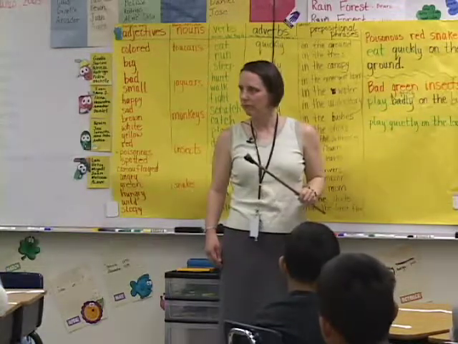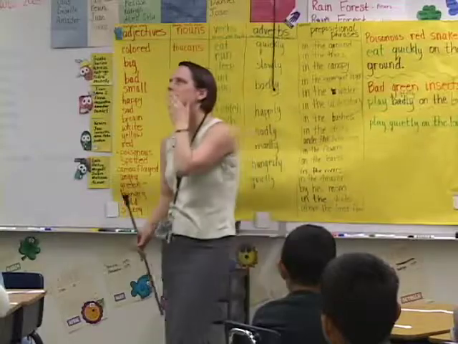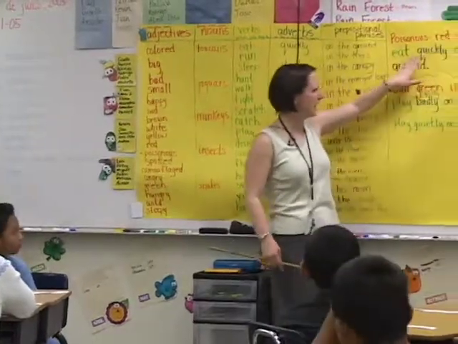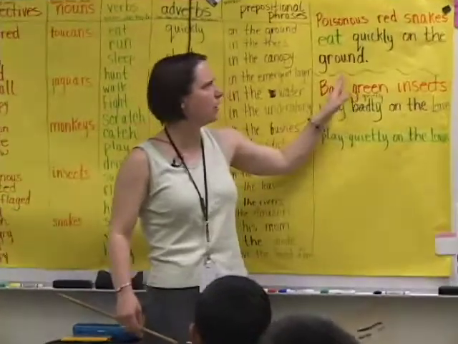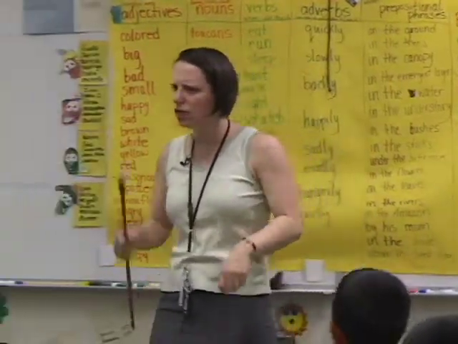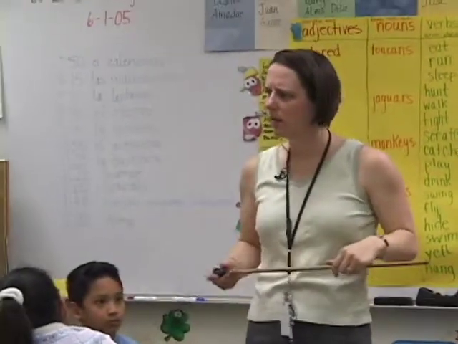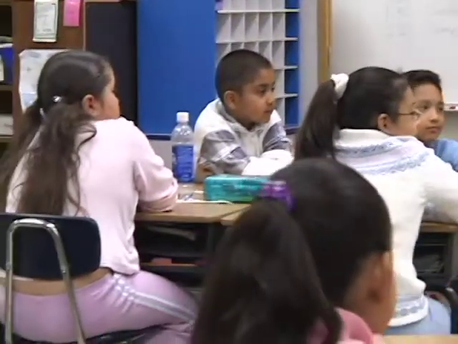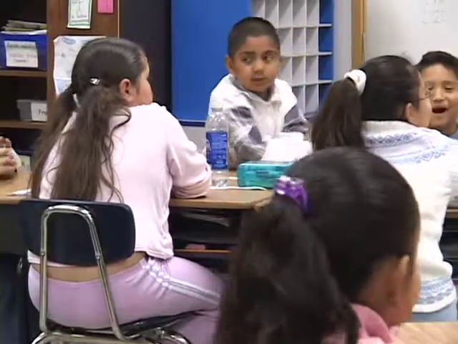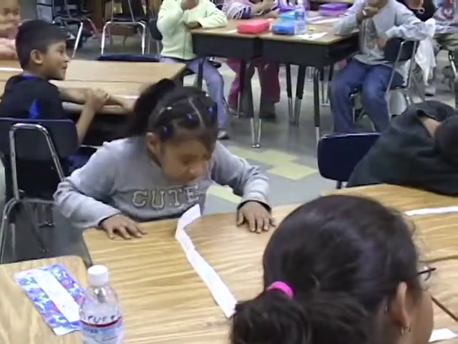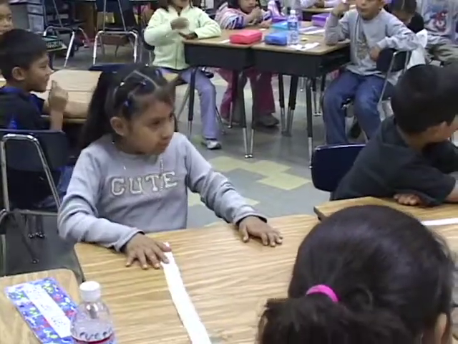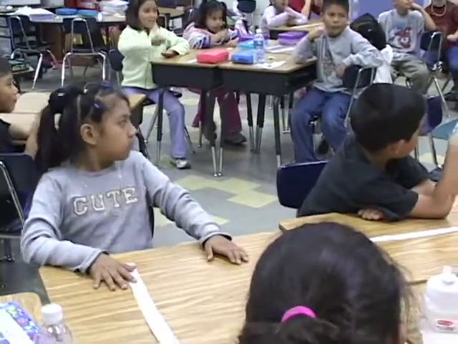One more time? Okay. Oh, I got a question. What does it mean, poisonous red snakes eat quickly on the ground? What are they doing? Show me what they're doing with your hands. What are those poisonous red snakes doing? They're eating. You guys are such mannered eaters. Look at the manners you have.